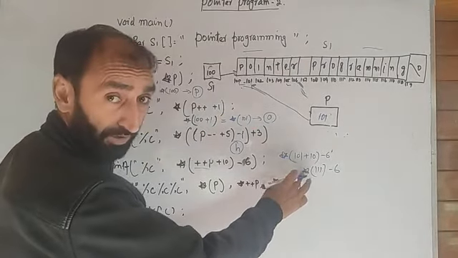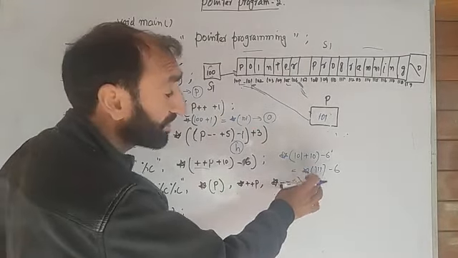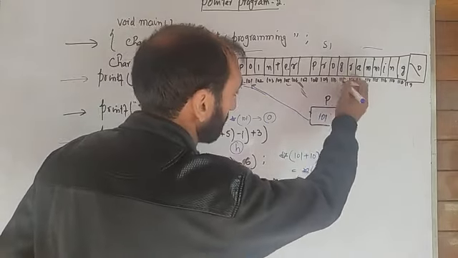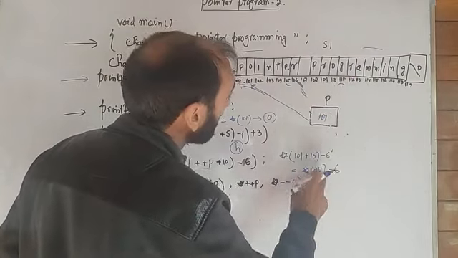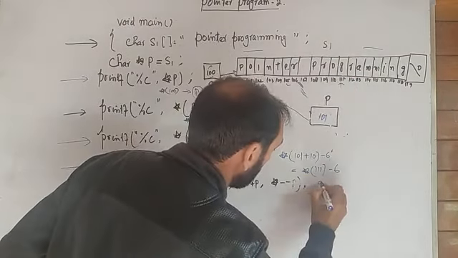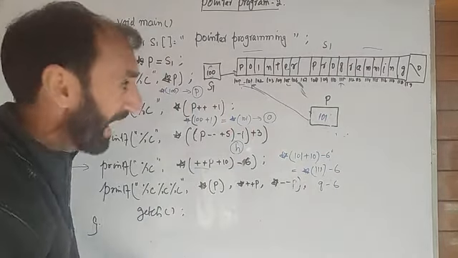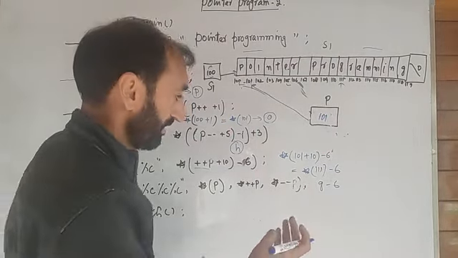Then this is an indirection operator. The working of the indirection operator is that it returns the value at the address. Now, what is the address? Address is 111, this location. What is the value at 111? That is G. It will return G minus 6.